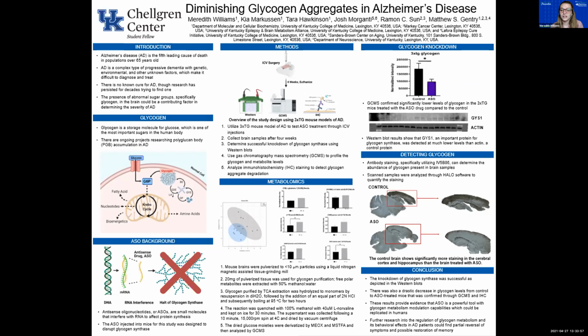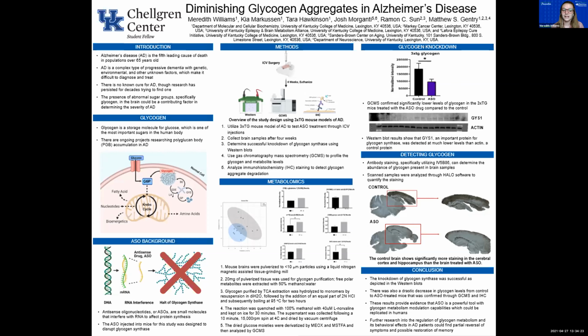So what is glycogen? Glycogen is a storage molecule for glucose, which is one of the most important sugars in the human body. There are several projects, ours included, that are researching the buildup of this accumulation, also known as polyglucan bodies or PGBs in AD. And we decided to tackle this process starting at the very beginning, so before accumulation ever occurs, trying to get it to stop.